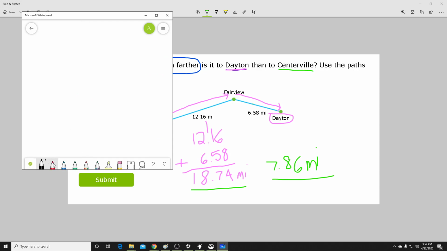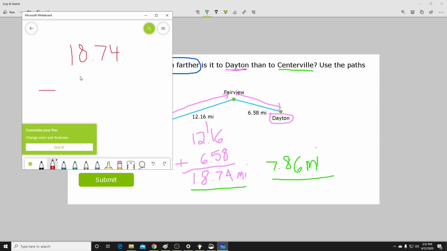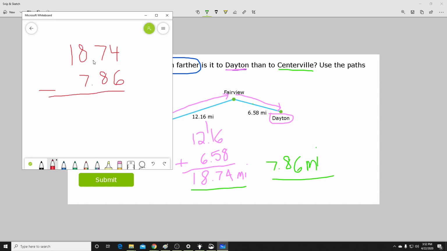We have 18.74 minus 7.86. And I'm going to make this a little darker. So let's subtract. 4 minus 6, you can't do that. So let's borrow. The 7 becomes a 6. Now we do 14 minus 6. That's 8.